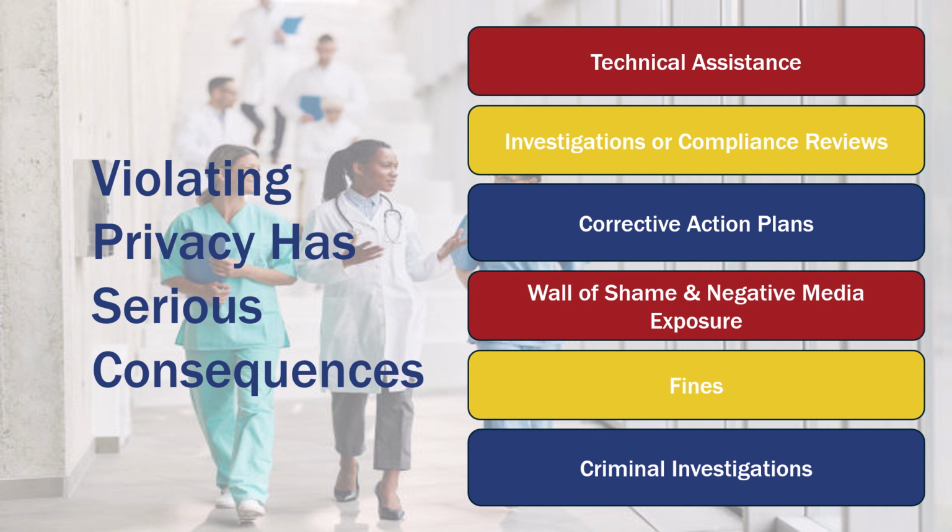A Health Insurance Portability and Accountability Act violation can lead to a range of consequences depending on the severity of the incident. Technical assistance provided to help organizations meet compliance requirements. Investigations or compliance reviews conducted by the Office for Civil Rights, OCR, to assess violations. Corrective action plans, required changes to policies, training, or safeguards to address identified issues. Wall of shame and negative media exposure, public posting of large breaches affecting 500+ individuals, harming your organization's reputation.